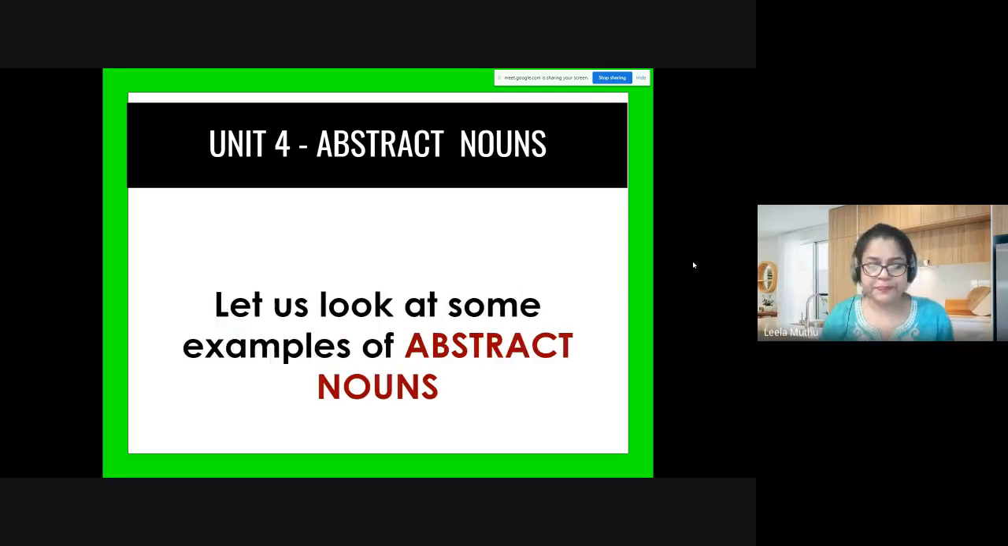All right. So let us look at some examples of abstract nouns. And again, I'm telling you, you have about 25 abstract nouns in your grammar workbook, but I've given you probably 50 or 60 abstract nouns. So please, please, please go over both the slides as well as the grammar workbook for your exams.